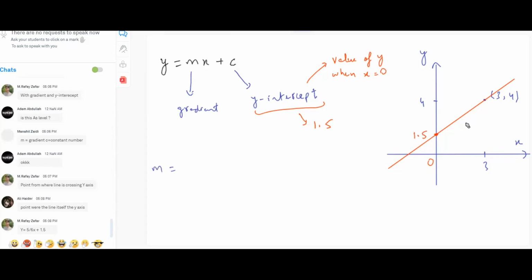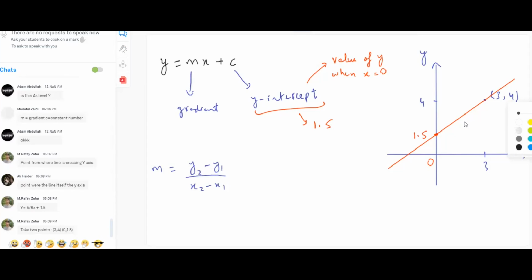m is going to be equal to y2 minus y1 divided by x2 minus x1. अच्छा, क्या हमारे पास दो पॉइंट्स हैं? हमारे पास सिर्फ एक पॉइंट है, 3 and 4. What is the other point? The other point is 0 and 1.5.